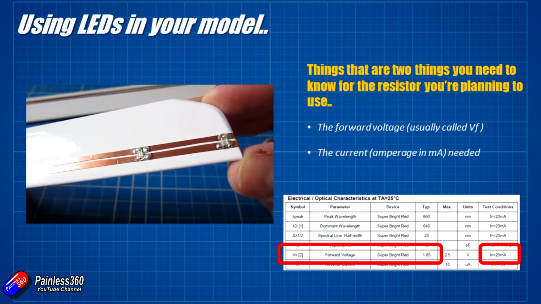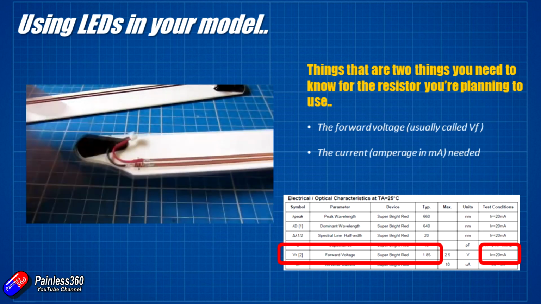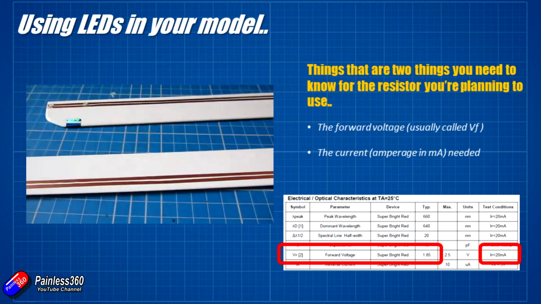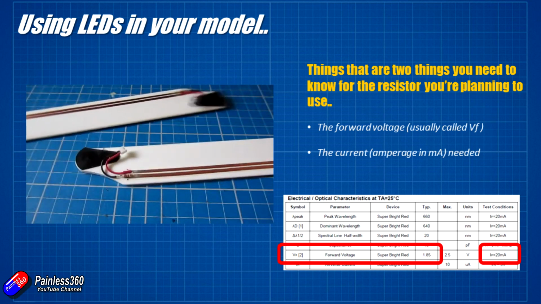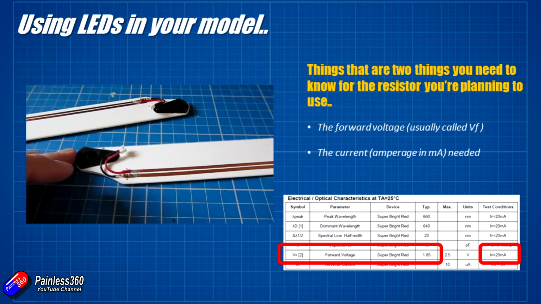20 milliamps for the forward current will give you a nice bright LED. You can run LEDs at less than that, so an LED will light with kind of 10-15 milliamps, but for full brightness 20 milliamps is a nice value.